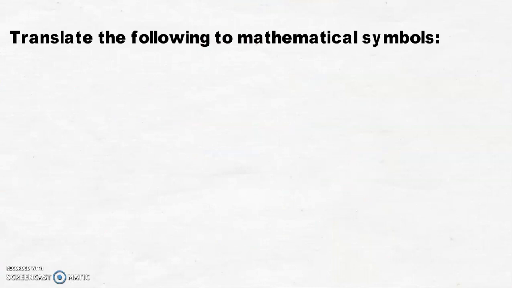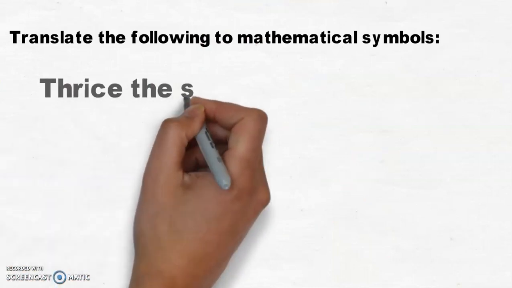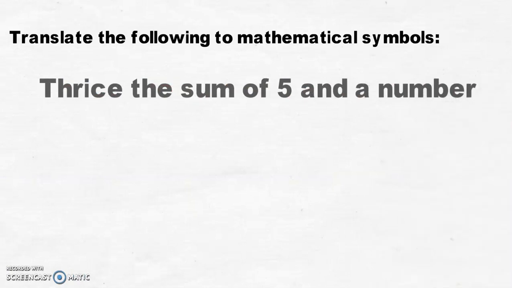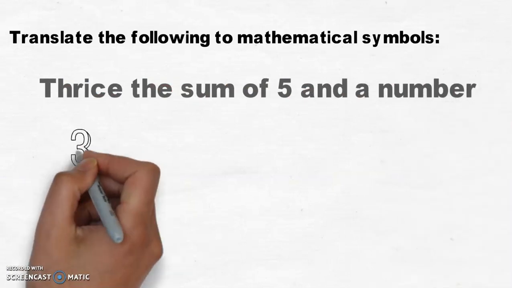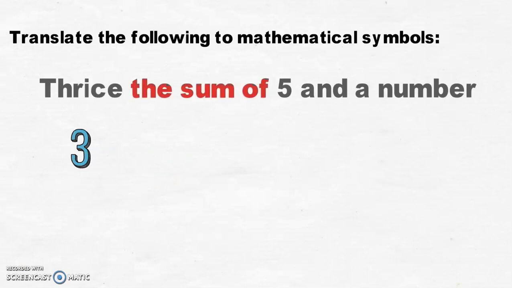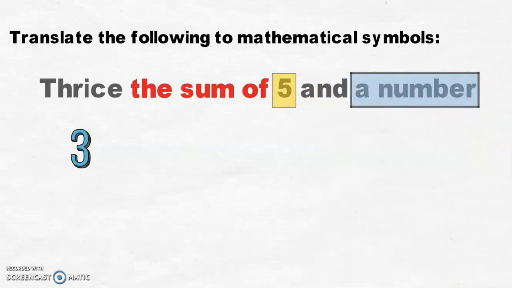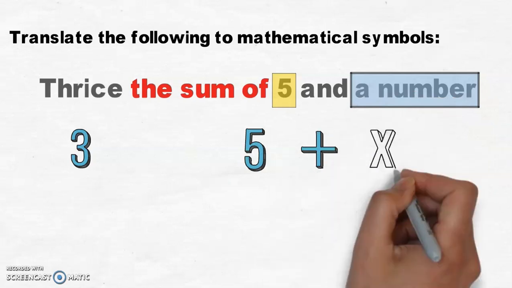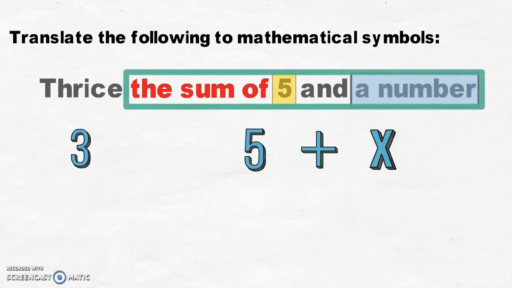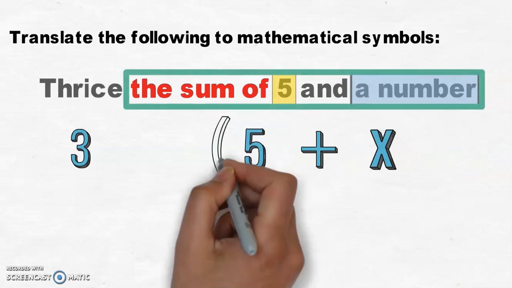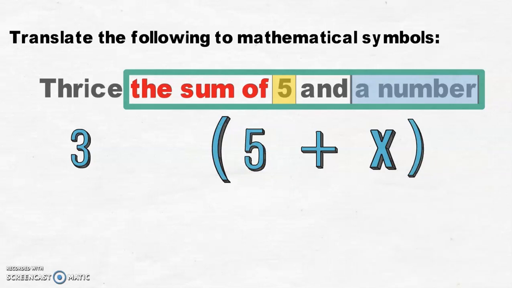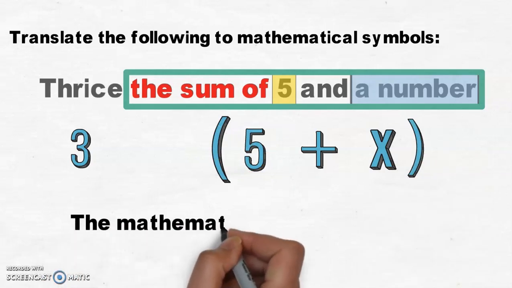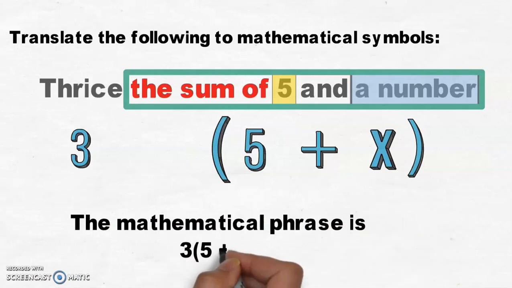Another translation. Translate the following to mathematical symbols. Thrice the sum of 5 and a number. Thrice means we have a factor of 3, and the sum of means we need to add 5 and a number, so we can write them into a group. So 5 plus x, and then we will group them using parentheses, so that the mathematical phrase will be 3 times the quantity of 5 plus x.